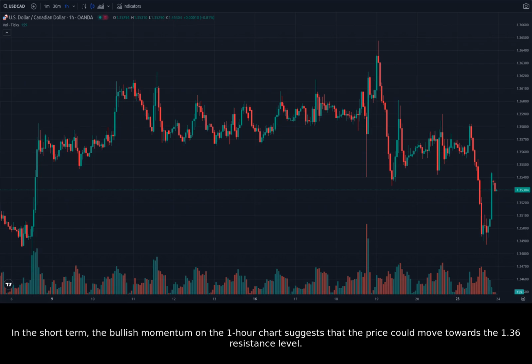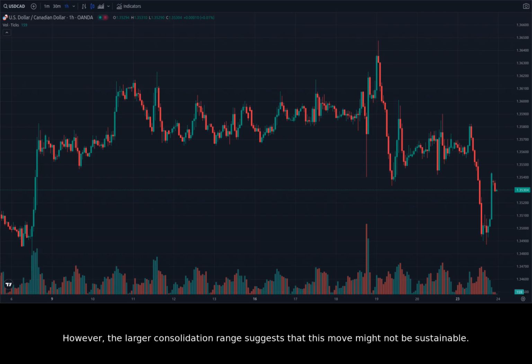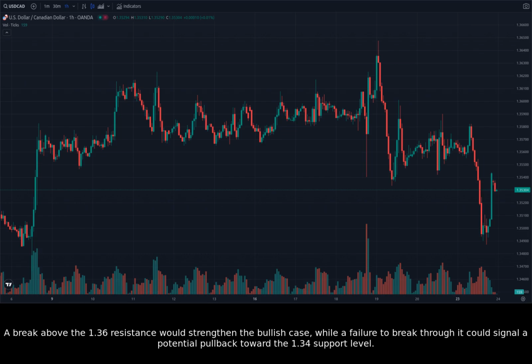In the short term, the bullish momentum on the one-hour chart suggests that the price could move towards the 1.36 resistance level. However, the larger consolidation range suggests that this move might not be sustainable. A break above the 1.36 resistance would strengthen the bullish case, while a failure to break through it could signal a potential pullback toward the 1.34 support level.